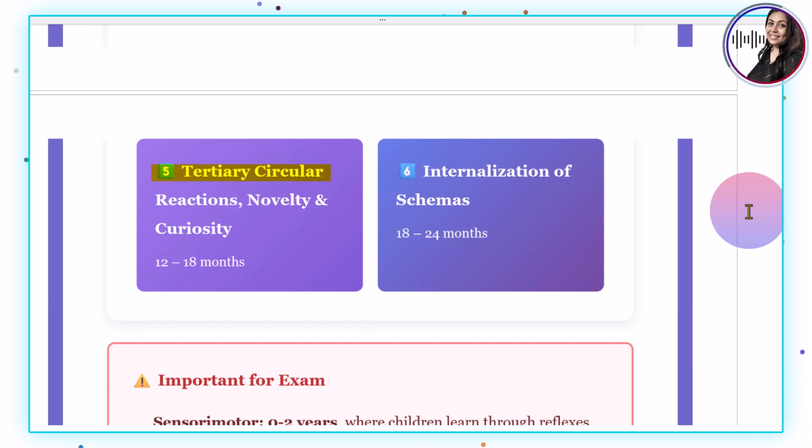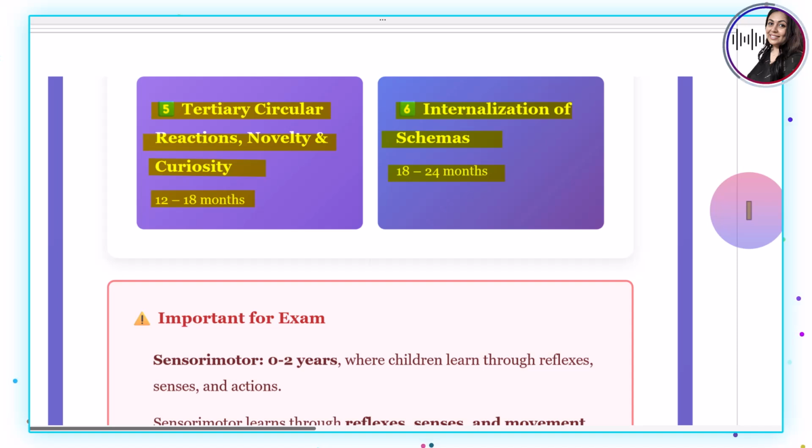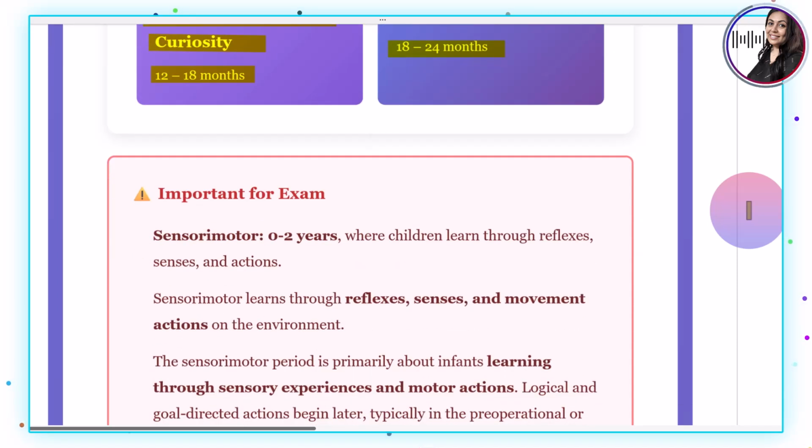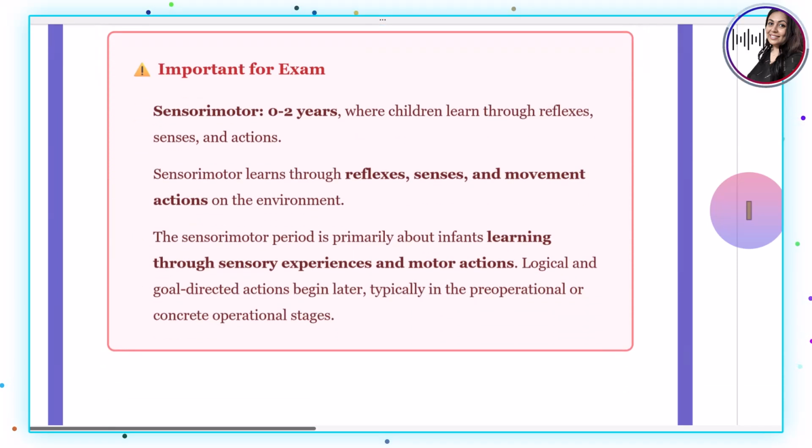The fifth substage, tertiary circular reactions, from 12 to 18 months, is marked by experimentation, novelty, and curiosity, as infants intentionally try new behaviors to see what happens. Finally, the sensorimotor stage ends with the internalization of schemas between 18 and 24 months, when children begin forming mental representations of objects and events, setting the foundation for symbolic thought.